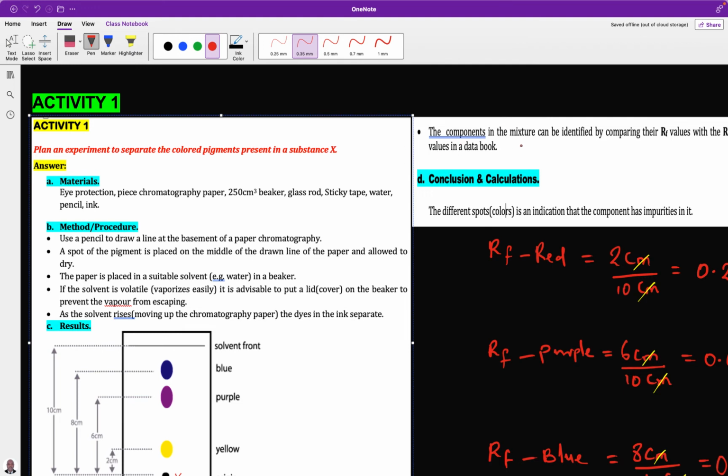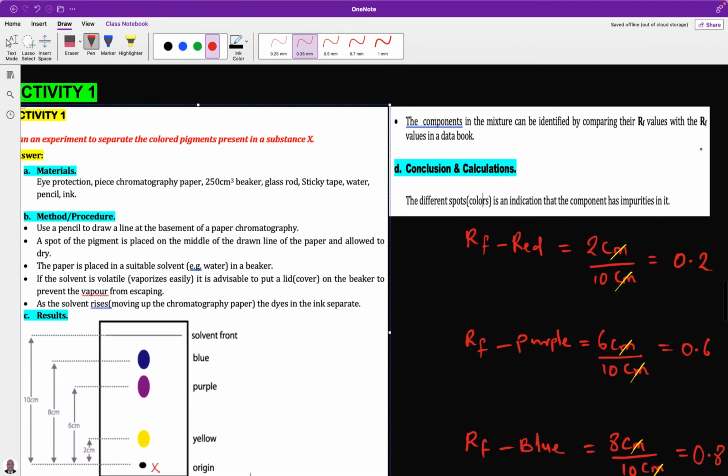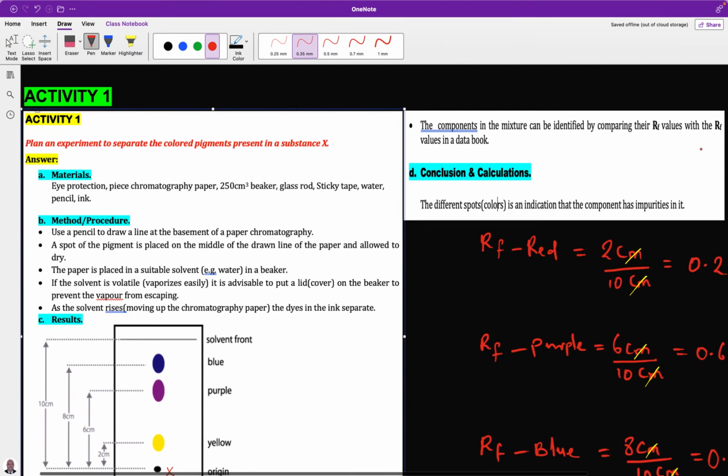The components in the mixture can be identified by comparing their RF values with the RF values in the data book. So when we compare with the values in the data book, we will spot the identity of component F, the identity of the component that is purple, and the identity of the component that has a blue color.